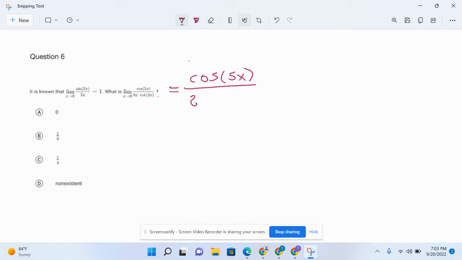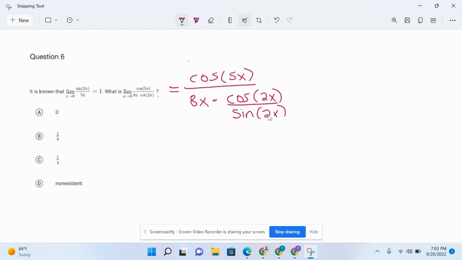So on the bottom, I have 8x times cosine of 2x over sine of 2x. Now I know this doesn't look much better, but if we keep playing with it, I think we can make it work. This looks really, really messy.